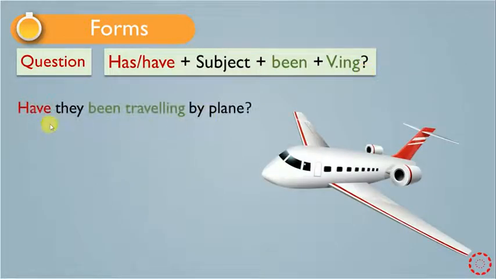Look at this example. Have they been traveling by plane? We have have here at the beginning because it is the question form, and then we have the subject. After that we have been plus verb-ing, which is been traveling. It means in present perfect continuous we cannot say traveled or travel, or use the base form of the verb. We have to use the ing form of the verb, which is traveling, been traveling.